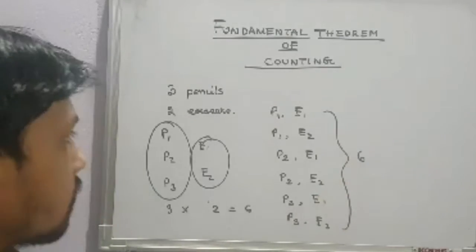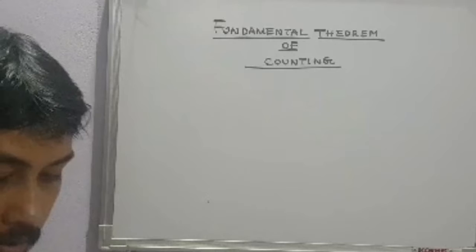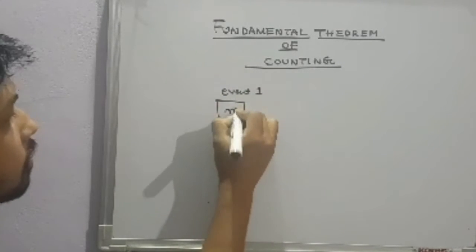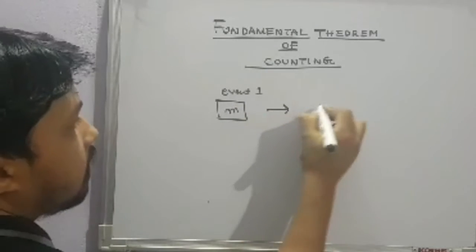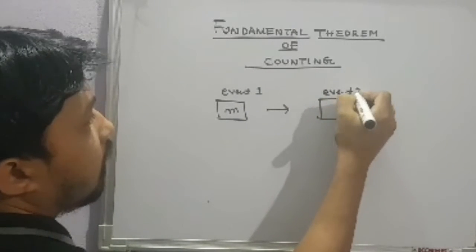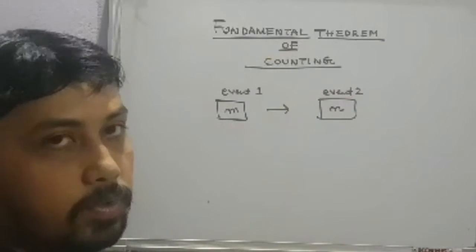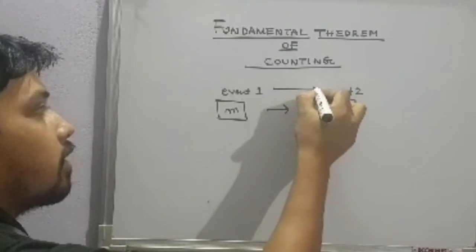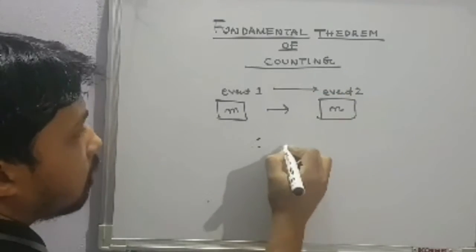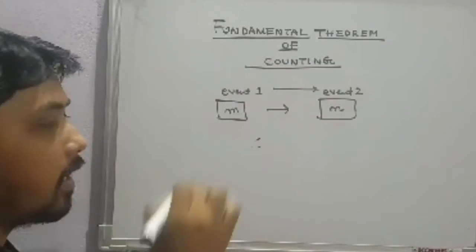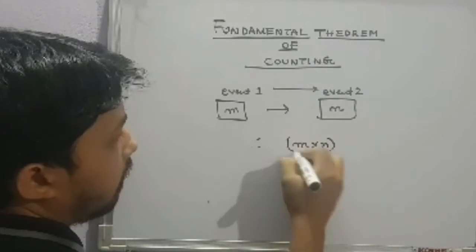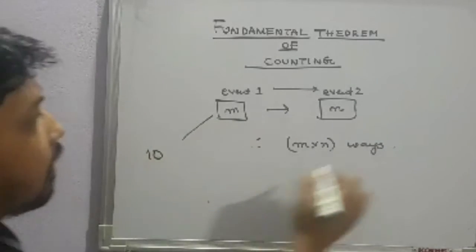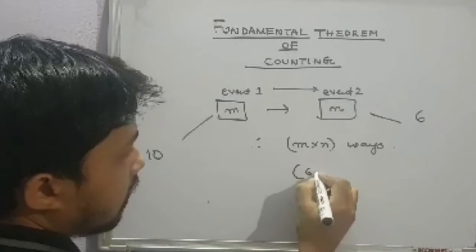Right? So what it means is that suppose you have to do an event 1 and there are m ways to do this, and after that you have to do another event 2 and there are n ways to do this event 2. So there are m ways to do event 1 and n ways to do event 2, and event 2 follows after event 1, right? So the total number of ways to do event 1 and event 2, both of them, is going to be m into n. So if there are 10 ways to do this and there are 6 ways to do this, my total will be 60 ways.